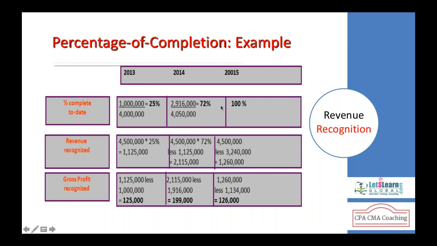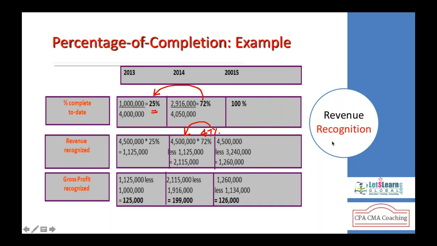In 2014, cost incurred to date is 2,916,000, including last year's 1 million, divided by the total cost 4,050,000. That is 2,916,000 plus 1,134,000. 1,134,000 is going to be incurred, and 2,916,000 has already been incurred. So 72% is the degree of completion. You can do it like this: 72%, and last year we already completed 25%. 72% minus 25%, you can directly calculate 47% of the revenue.